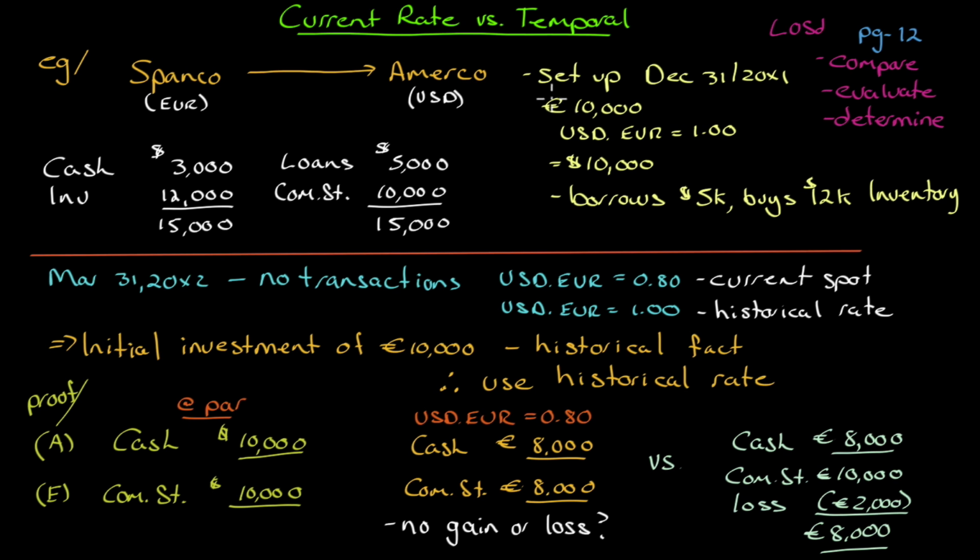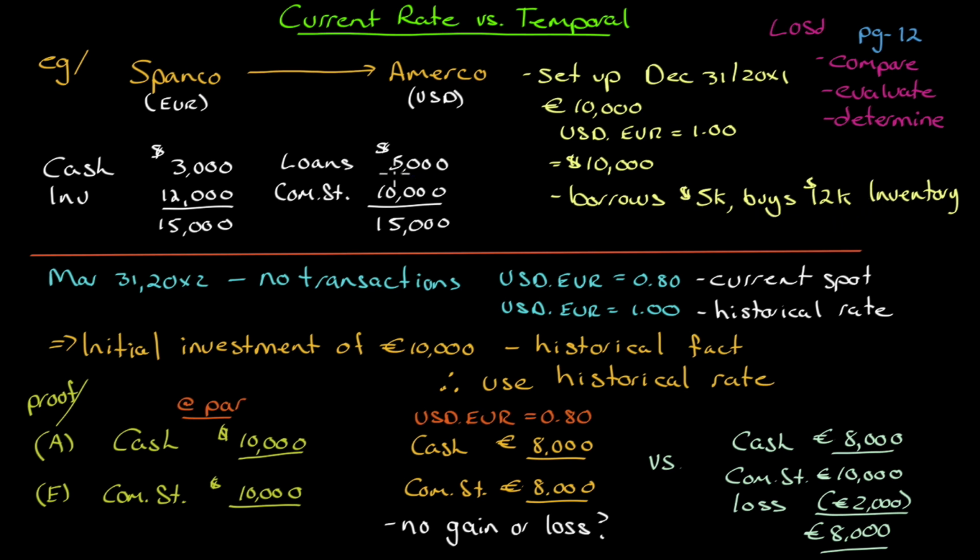And let's say that Spanco set up Americo on December 31st, 20X1 with 10,000 euros of capitalization at a time when the U.S. euro exchange rate was 1. We read this as 1 U.S. dollar buys 1 euro. That's par, which means that 10,000 euros bought $10,000 of capital in Americo. And Americo then goes out and borrows $5,000. Notice it's a dollar, not a euro, and buys $12,000 of inventory.